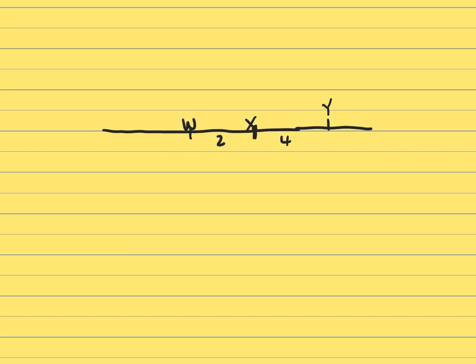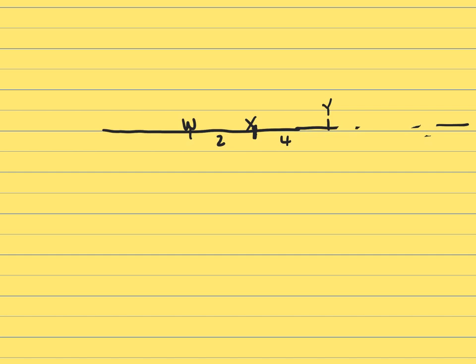Well, we can't let z be out here because we're trying to figure out the difference between x and z, and your largest number of your answer is 11. So z can't be to the right because that's 13, that'd be 15 away from w, so that can't be right.